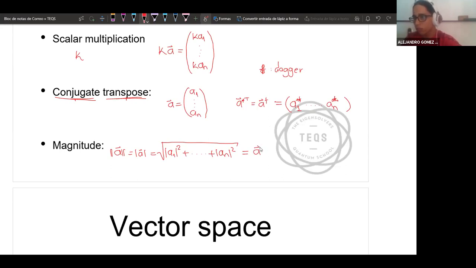This can also be written as A conjugate and transpose, which I'm going to write in this way. So if we make this operation, we have to take the square root, and if we make this multiplication, we're going to get the same sum. We're going to see that later. Again, I don't remember which slide, but it's below.